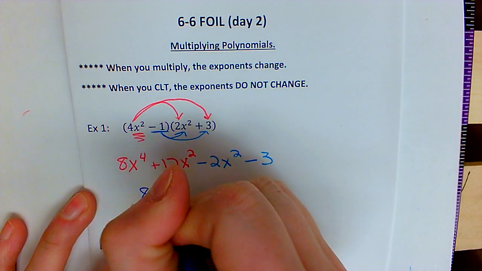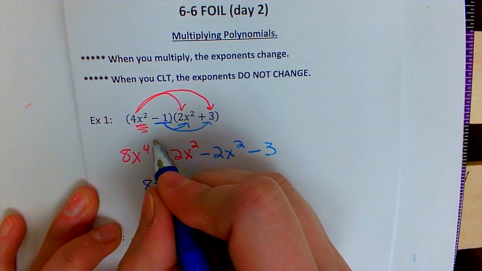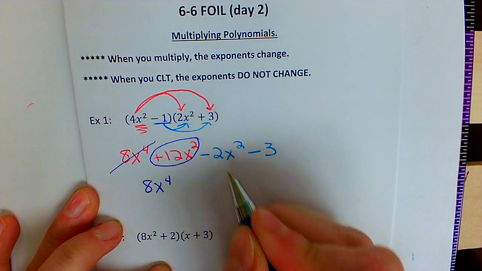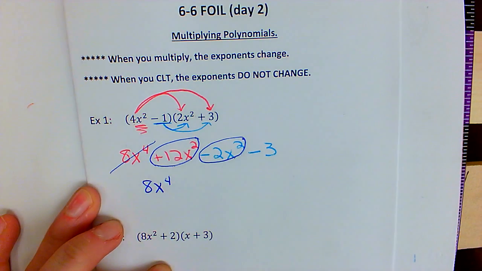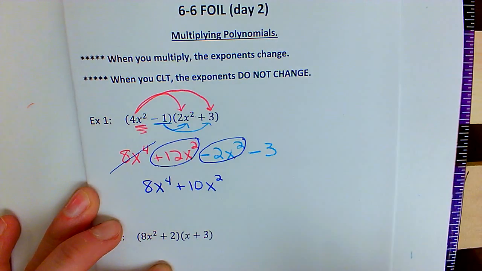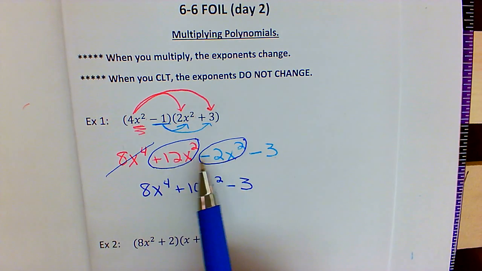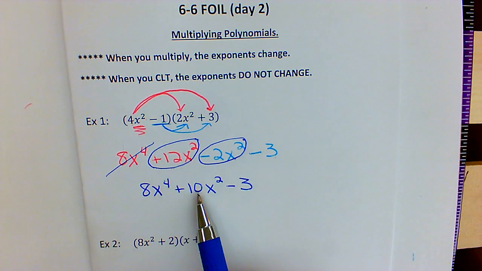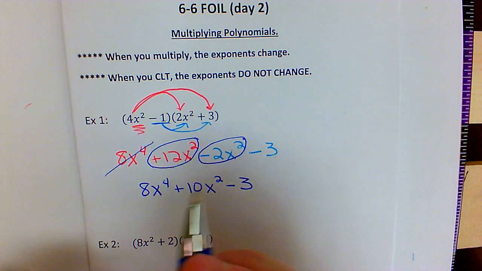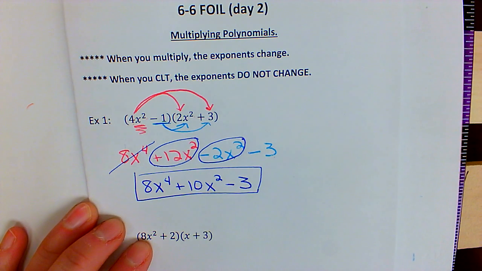Now the 8x to the 4th power is the only one that has that exponent, so it doesn't have a like term. I can mark it out once I'm done with it, so I know I've already used it. But I can combine 12x squared and negative 2x squared. When I have 12 minus 2, that gives me a positive 10x squared, and then I need to make sure that I bring down the negative 3. Remember that when you do this combining like terms part, the only thing that changes is the number in front, not the exponent attached to your letter. And this is my answer. It goes from highest exponent to lowest exponent, so I'm finished with it.